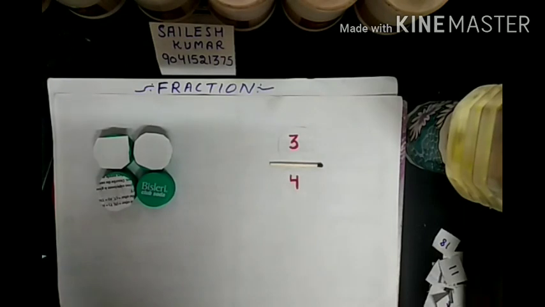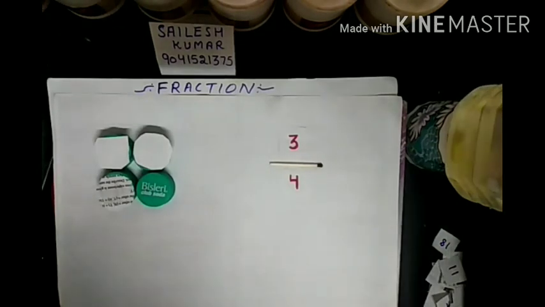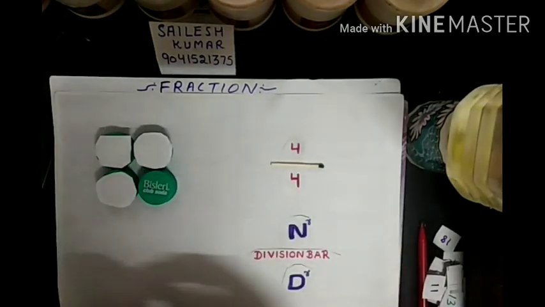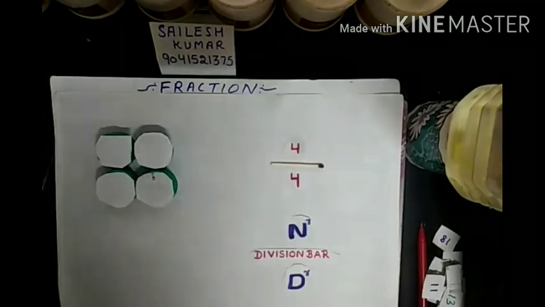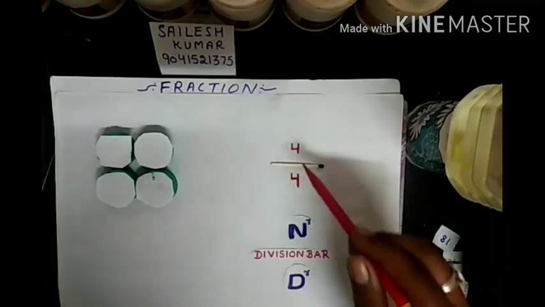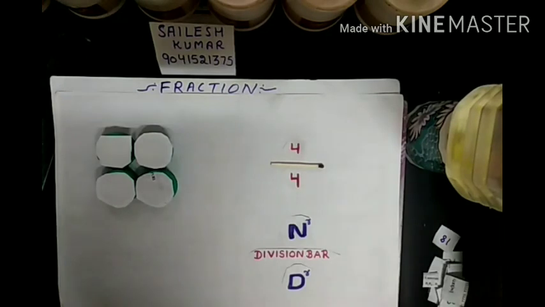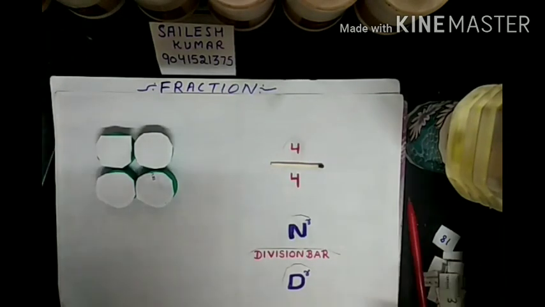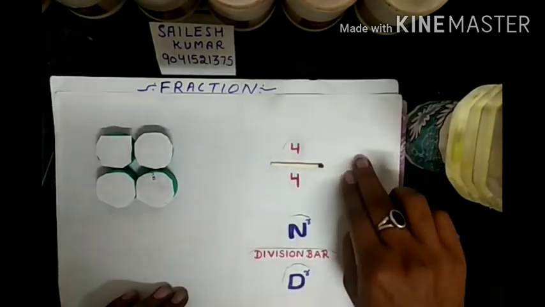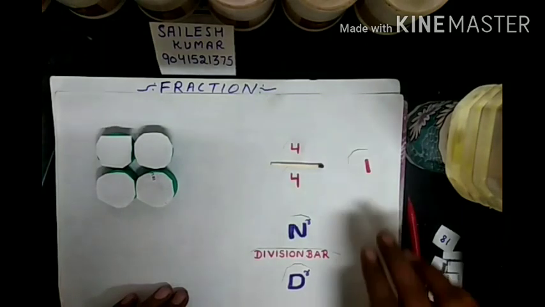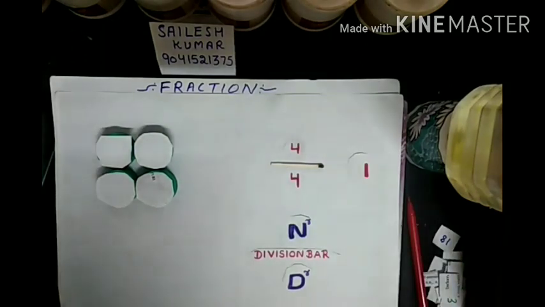Now the question is, if we cover all the 4 parts, then what will be our answer? Now if I cover this 4th part also, then my answer will be 4/4, and we know that if we divide 4/4, then our answer is 1. It means this will not be a fraction, this will be a number.